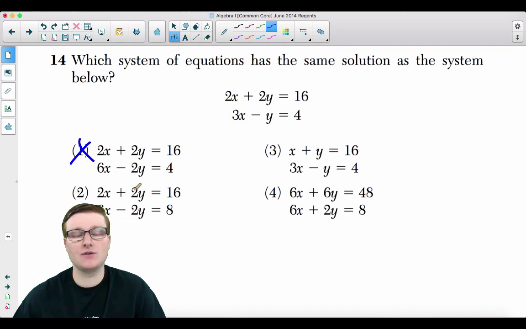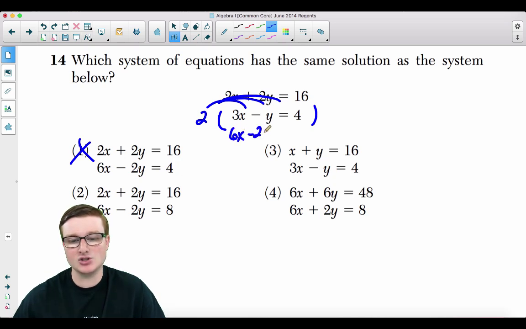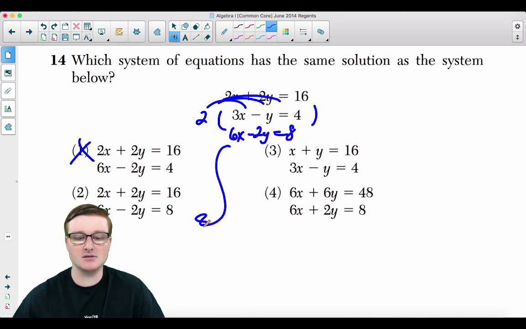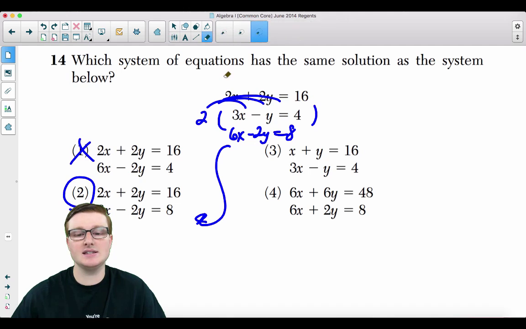Choice 2. The first equation is the same. Let's take a look at the second one. Again, we're multiplying by 2 here. Distribute that 2. So we get 6x minus 2y is equal to 8. Does that resemble this one? 6x minus 2y equals 8. That's your answer. Choice 2 is the correct answer.